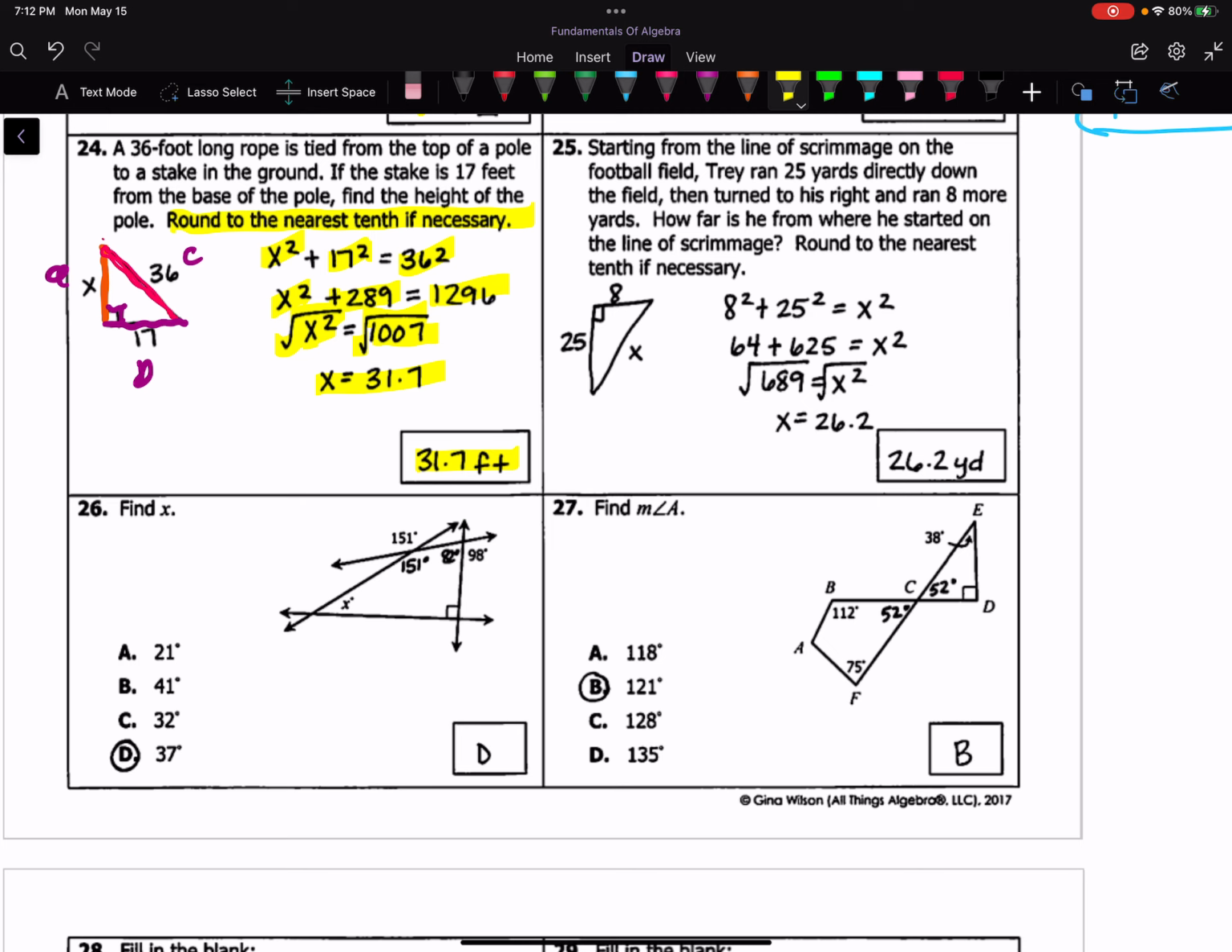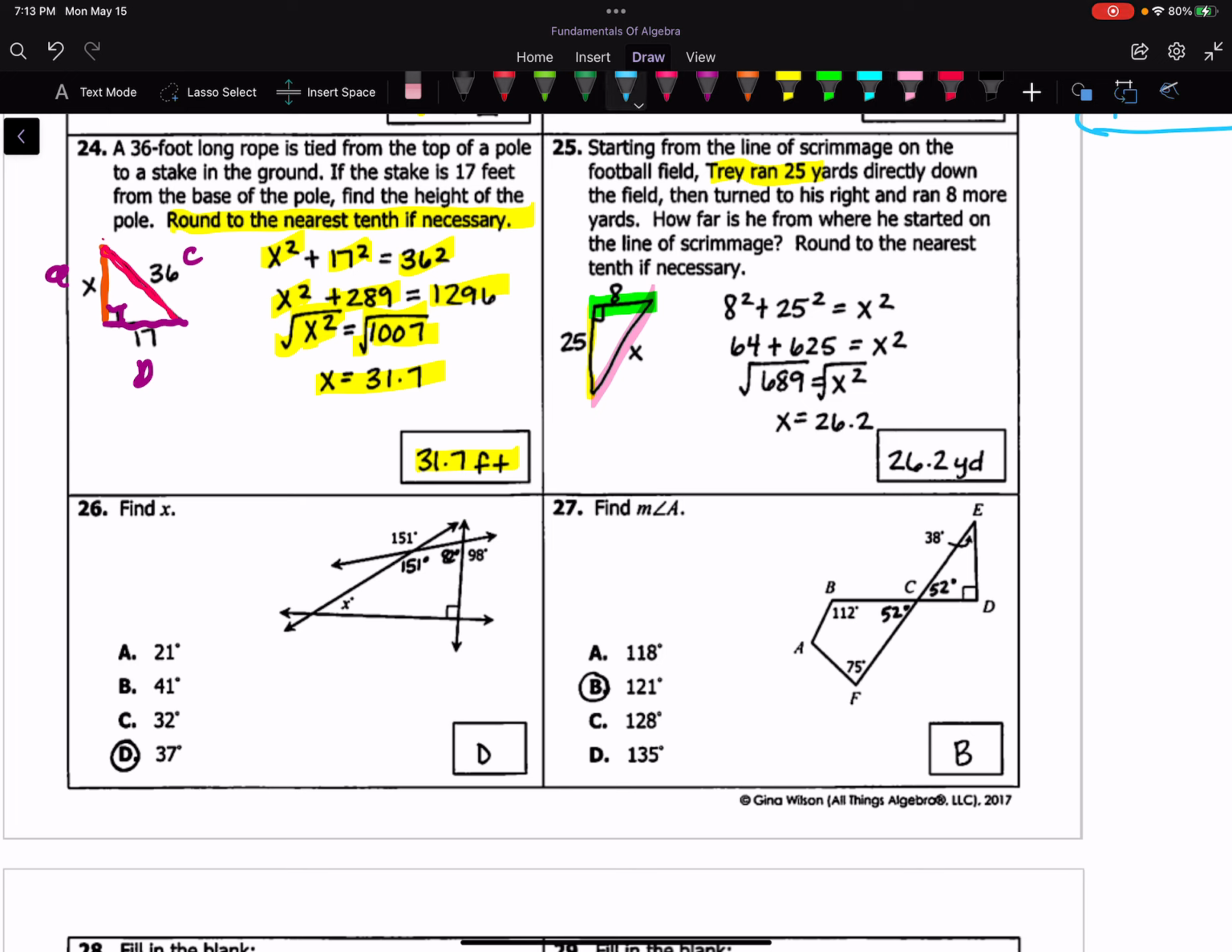Okay. Starting from the line of scrimmage, Trey ran 25 yards, so there's his 25-yard run. He went directly down the field, then turned to his right and ran 8 yards. How far is it from where he started? So how far is the hypotenuse here?